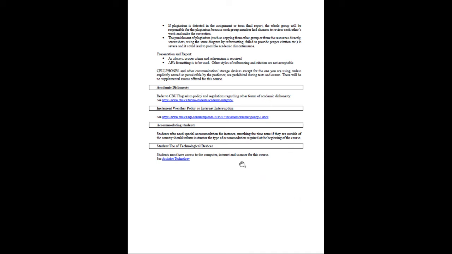So please go through all of these things, including the policy for academic honesty, including plagiarism and cheating in the exam. If you have any issues with weather or internet, for instance due to the weather or any other calamities you don't have access to the internet or even power, what could be the policy for that? And also accommodating students. That means if you are outside of Canada, how you can attend the lecture or the exams. If you have any issues with that, please let me know. And other things: you must have access to a computer, internet, and a scanner or a device to take pictures. These are the important parts of the course.